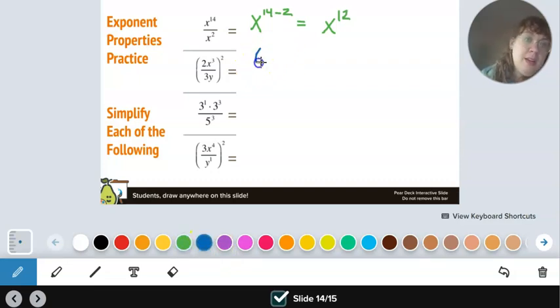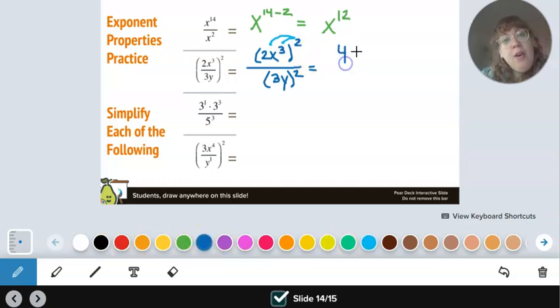2x cubed squared. So we have a 2x cubed that's being squared divided by a 3y that's being squared. Distribute that. 2 squared and x cubed squared gets us 2 squared is 4 and x cubed squared, multiply those exponents, gets an x to the 6th. Divided by 3y squared, so 3 squared is 9 and y squared is just y squared.